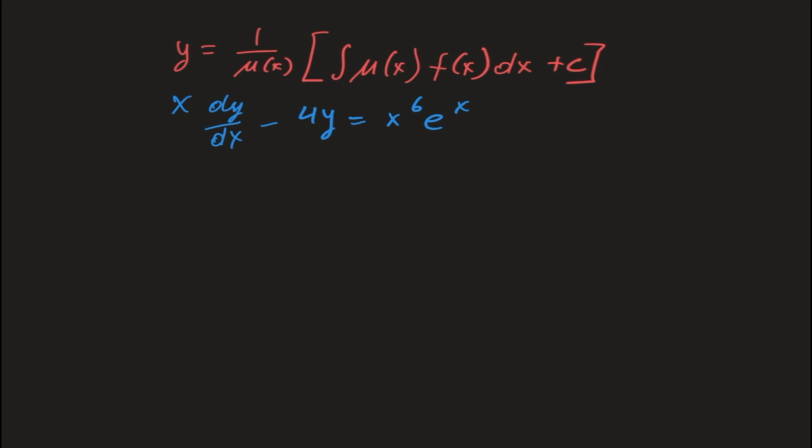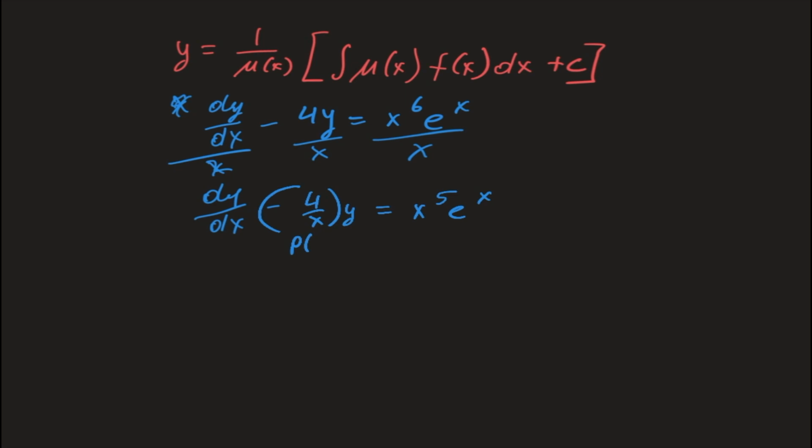So the first thing you have to do here is divide both sides by x, or divide everything by x. That way I have my derivative dy dx all by itself. And that will give me that p function in terms of x is equal to x to the 5th power e to the x. Now notice I have my p of x here, which is now a function of x. This right here is my function f of x.